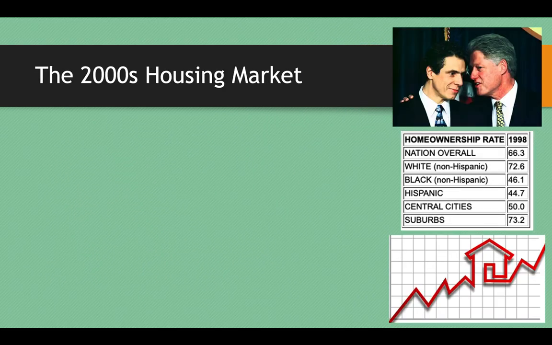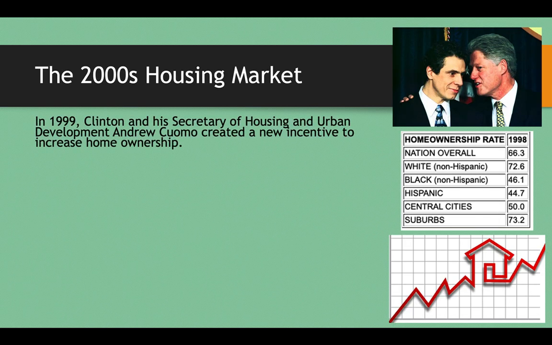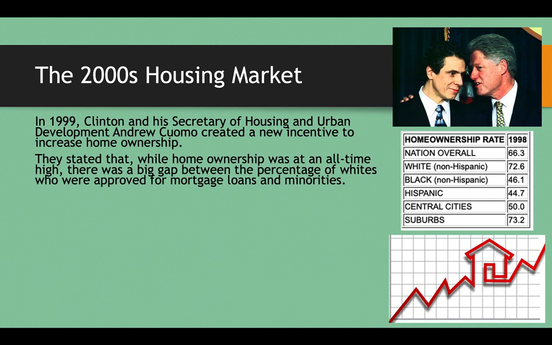Then you have another disaster in the late 2000s, which was the housing market crash. So the roots of this go back to the late 90s. In 1999, President Clinton and his Secretary of Housing and Urban Development, Andrew Cuomo, who would later become the governor of New York, created a new incentive to increase home ownership. They stated that while home ownership was at an all-time high, there was a big gap between the percentage of whites who were approved for mortgage loans and the percentage of minorities who were approved for mortgage loans.